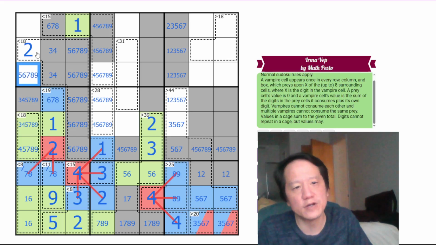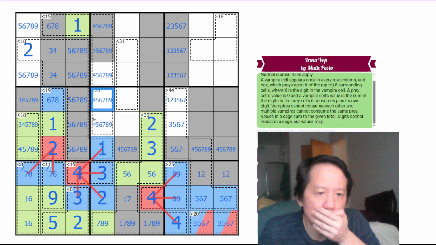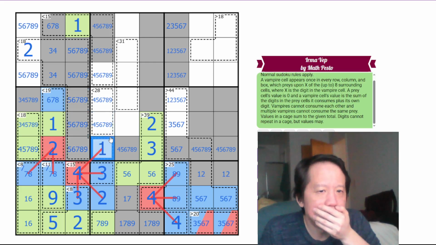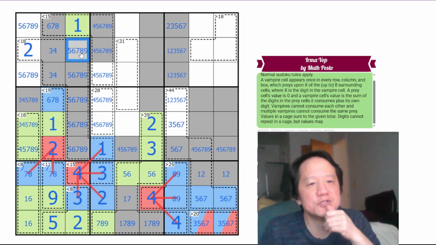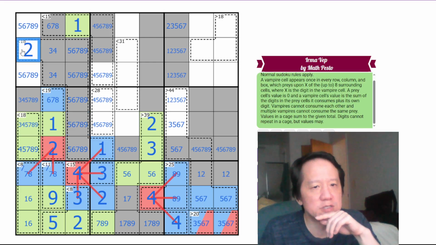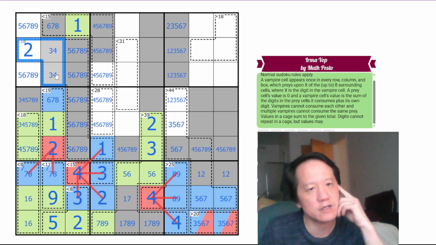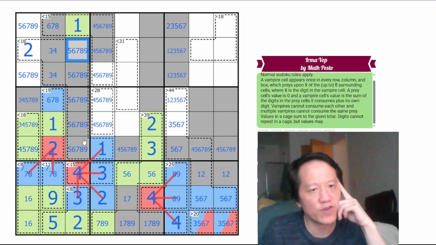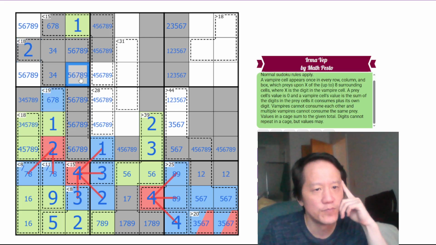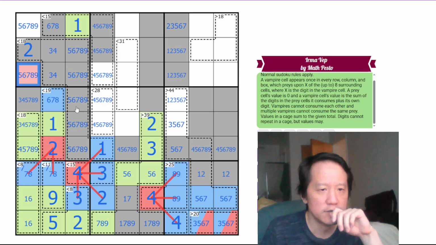This is 5 through 9 here, 5 through 9 here. So this is at minimum 5, 6, and 5, 6, right? If this is the vampire, that means these 3 count at least. And that's 9. 9 plus 5 and 6 is 20, which is greater than 18. So this can never be the vampire. Oh, this has to be vampired by something. So it's prey. So this is the vampire.